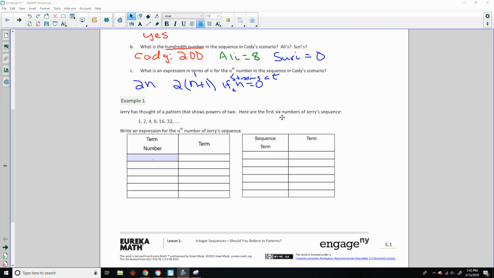Okay, in order to explain this, I decided to create tables here. So Jerry has thought of a pattern that shows the powers of 2. Here are the first 6 numbers. So we have 6 terms. 1, 2, 3, 4.